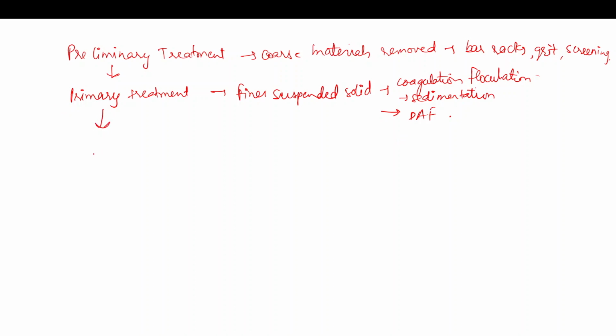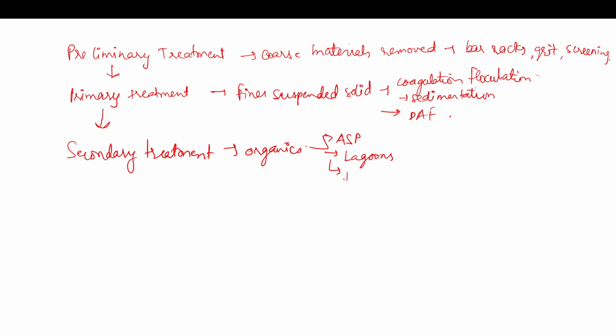Then, as you said, there is BOD, the organics present in wastewater. There we give secondary treatment, which majorly removes organics, particularly the biodegradable ones, through the conventionally used activated sludge process. Then we can have lagoons, then trickling filters. All these methods we have discussed in detail till last week.